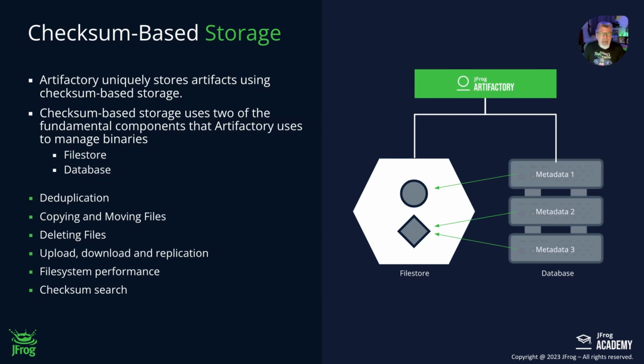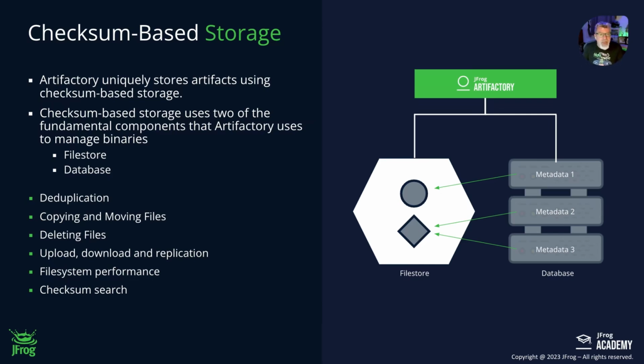Every time a binary is uploaded into Artifactory, a unique SHA-256 checksum is created with an algorithm. It pulls in various component details about the actual artifact itself that is being uploaded. It stores the binary as a SHA-256 in the file store, and then it references it via metadata. This allows a couple different things.